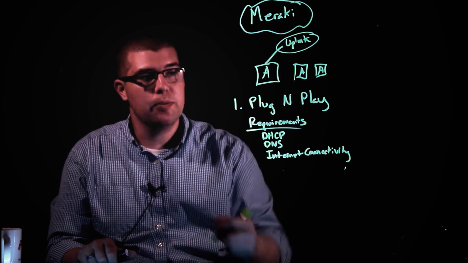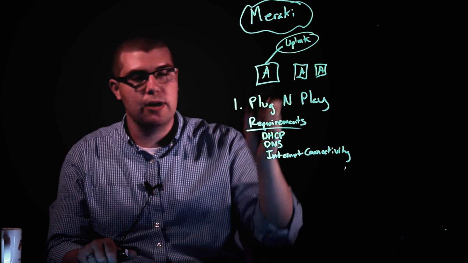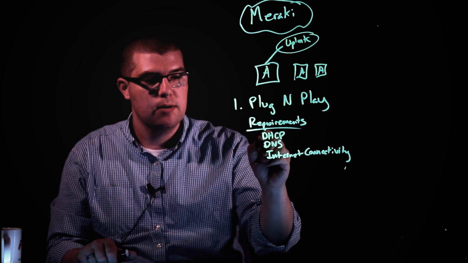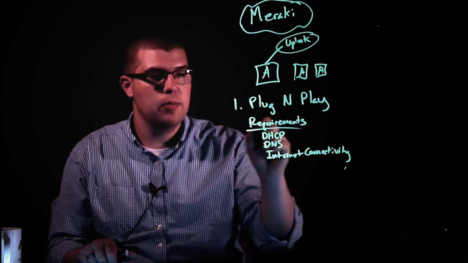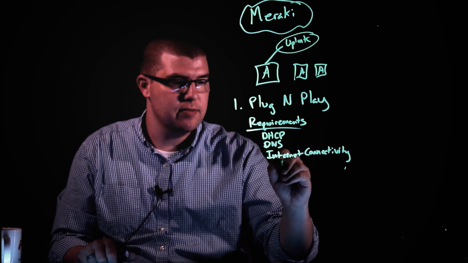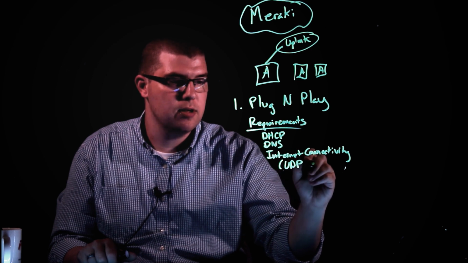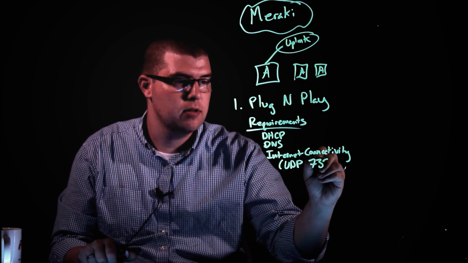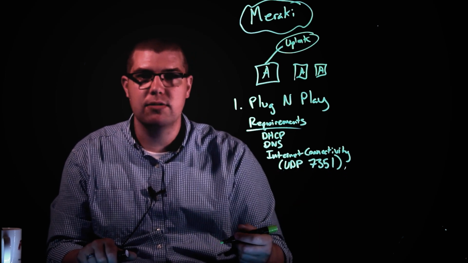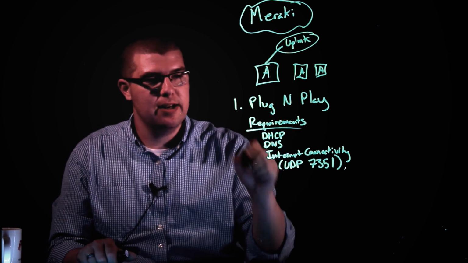So this uplink port becomes critical. Most access ports that I plug into, most networks that I connect to are going to have these three things. But if you've locked any of these down, make sure that the uplink port provides that connectivity. And if your firewall is doing any filtering, specifically we want to use UDP port 7351, which will allow us to get out to the Meraki service. So that's plug and play in a nutshell.